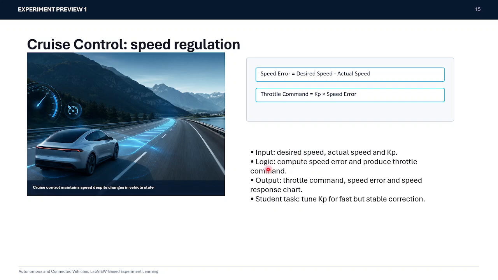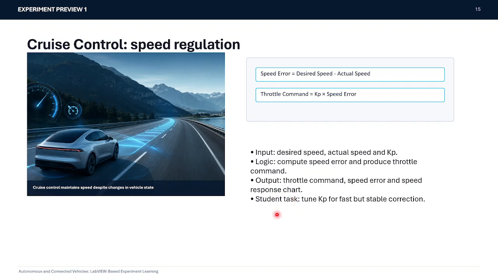Then the logic we use compares the speed with the throttle command: for the 90 kilometer speed, how much throttle position is needed. So that is the logic command. The output is the throttle command. Then we check the speed response, whether it is maintained about 90 kilometers per hour or not. That is the speed response, and you have to maintain about the speed response chart.